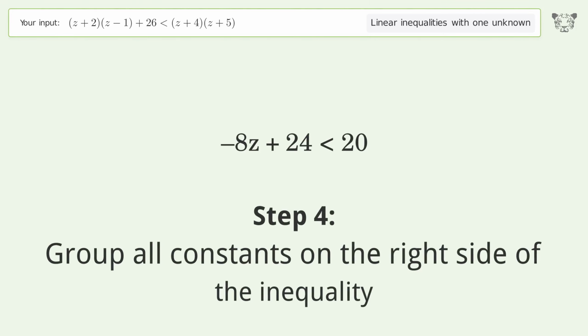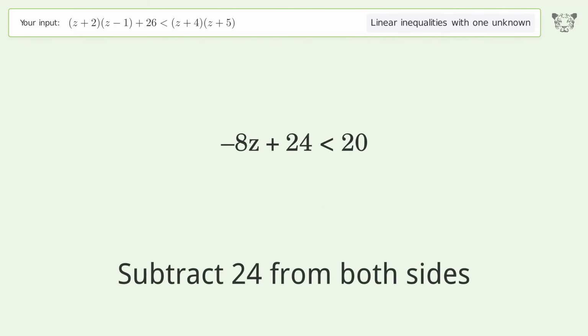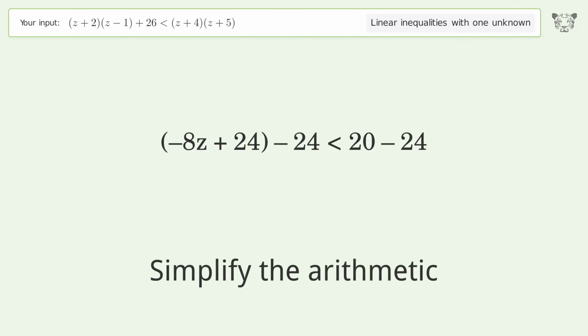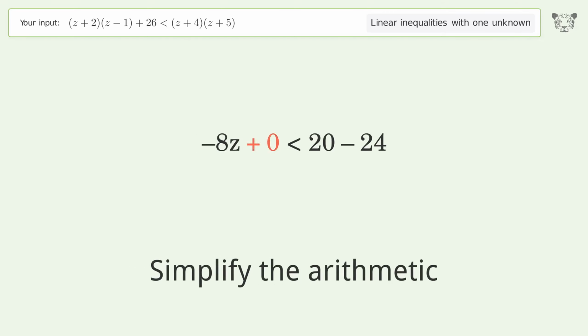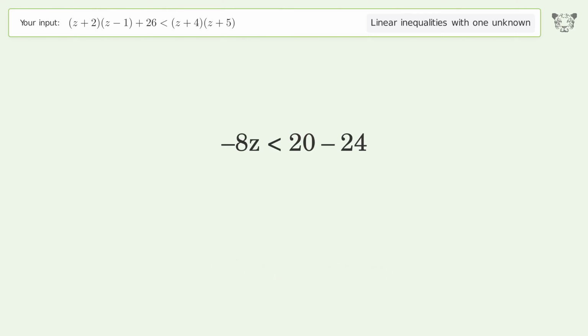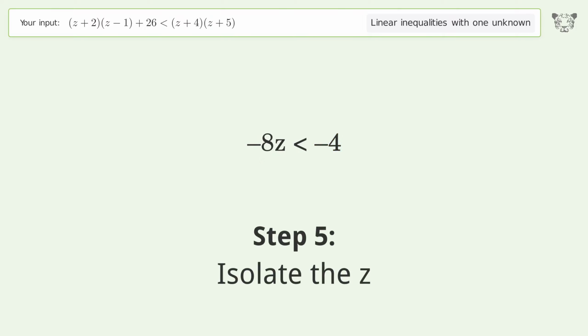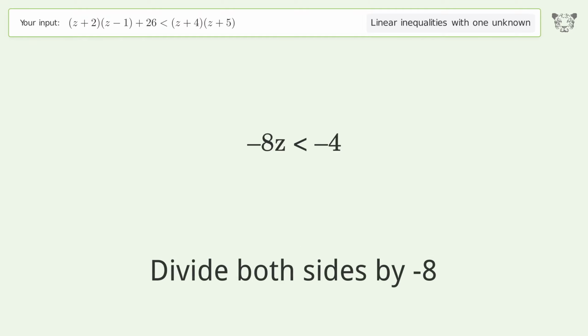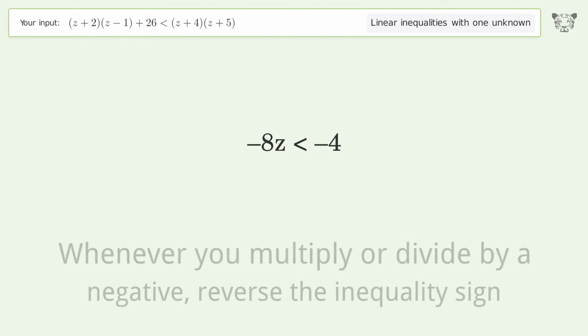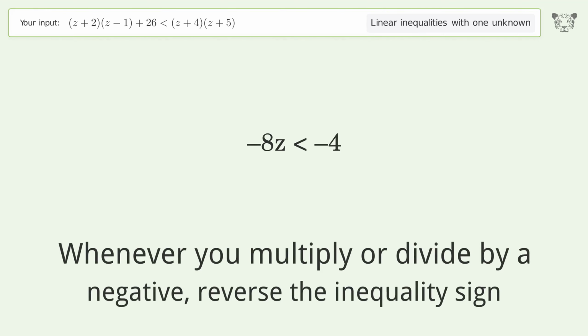Group all constants on the right side of the inequality. Subtract 24 from both sides. Simplify the arithmetic. Isolate the z. Divide both sides by -8. Whenever you multiply or divide by a negative, reverse the inequality sign.